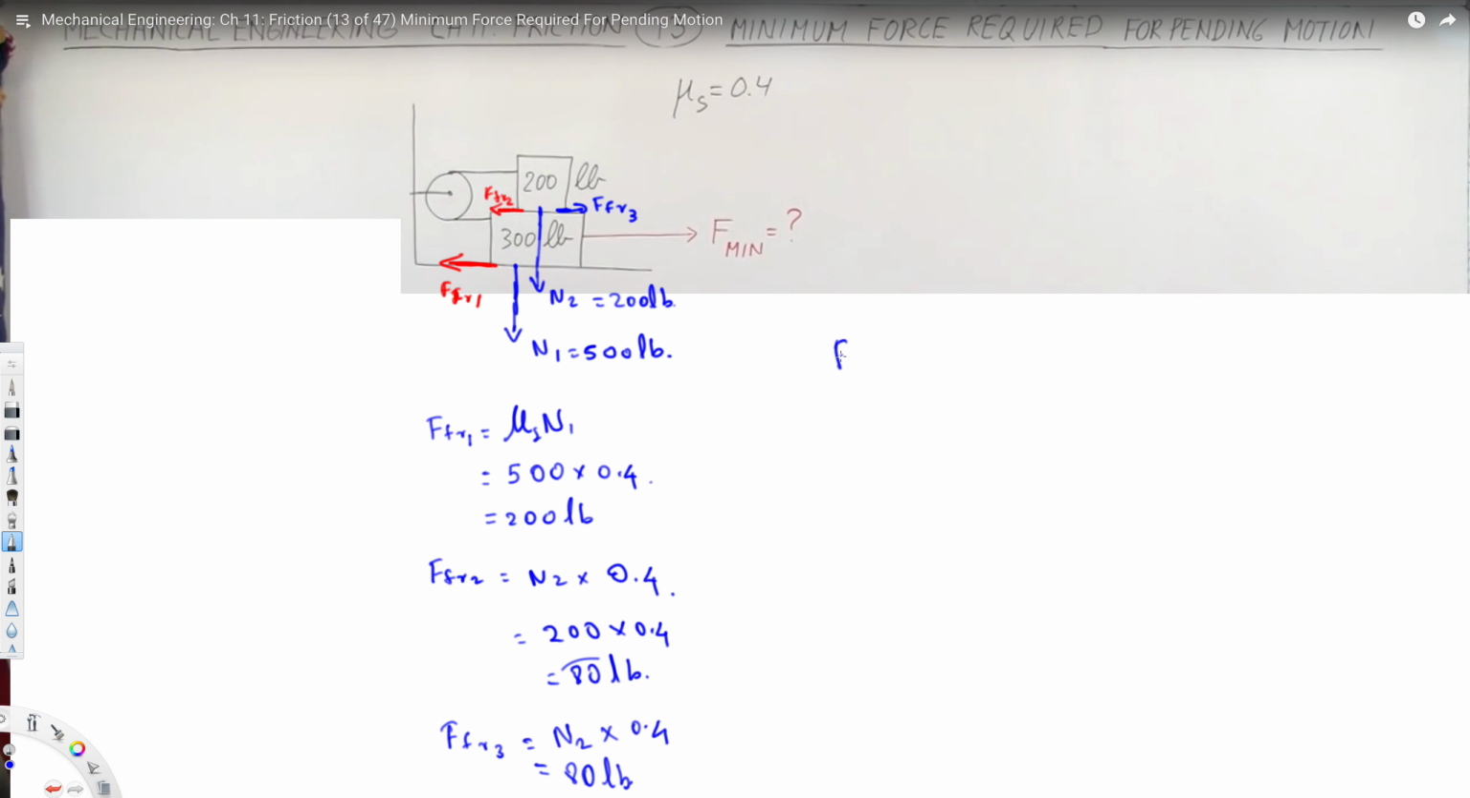So the total force of friction is going to be 200 plus 80 plus 80, which comes out to be 360 pounds. Therefore the minimum force required to move this object is going to be 360 pounds. However, when you apply 360 pounds, this object will be about to move, but adding a little more small force will make this object move.